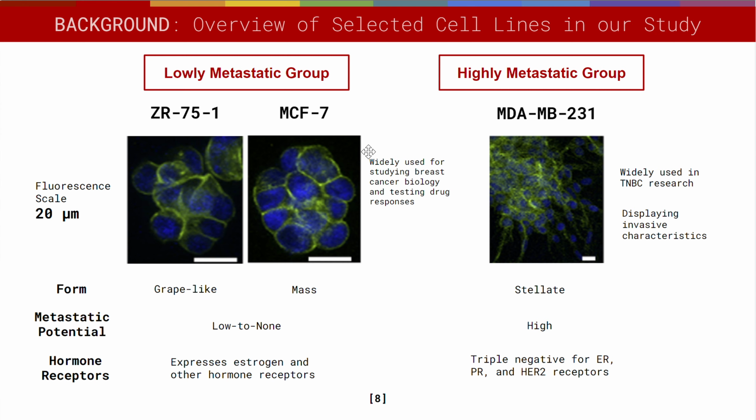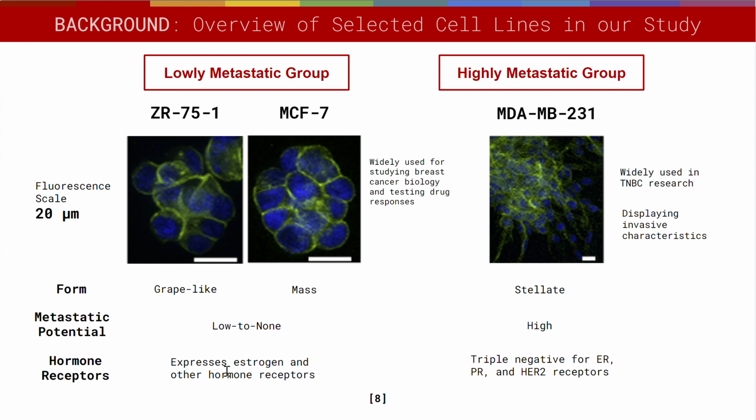In this study, we're looking at a low metastatic group and a high metastatic group. We specifically are looking into these cell lines because they are widely used in TNBC research. This means triple negative breast cancer, and the name was derived from the hormone receptors that this type of cancer doesn't have. Negative means it has an absence of estrogen receptor, progesterone receptor, and the HER2 receptor. So these are very important receptors, which the other types have, to express estrogen and other hormones.